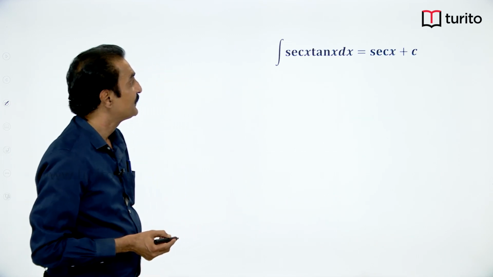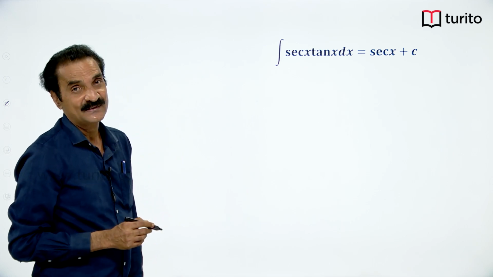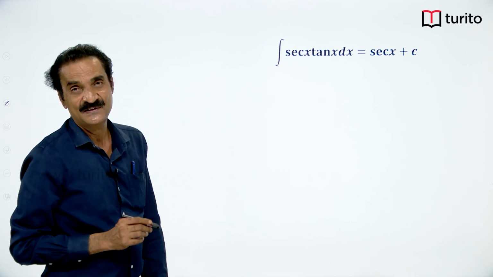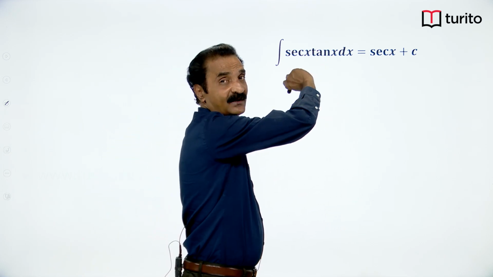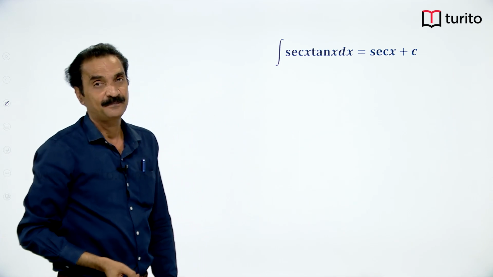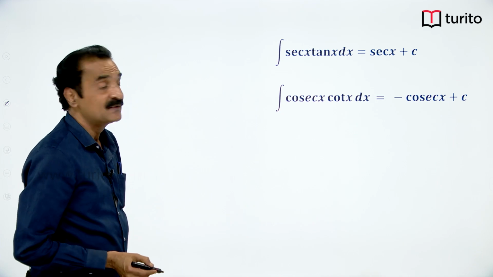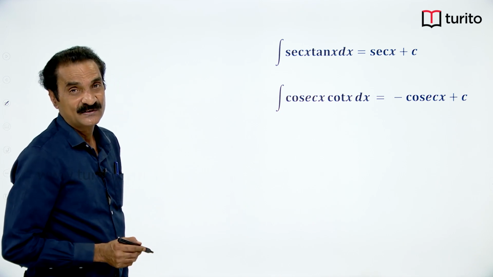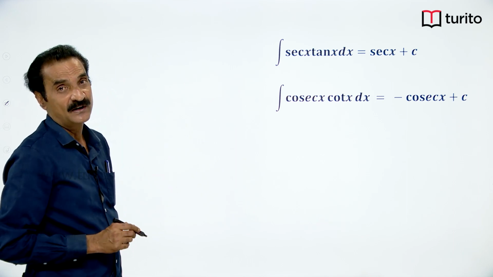Next, integral secant x tan x is secant x plus c. You know that the derivative of secant x is secant x tan x. So, integral of secant x tan x is secant x plus c. Integral cosecant x cot x is minus cosecant x, because the derivative of cosecant x is minus cosecant x cot x.